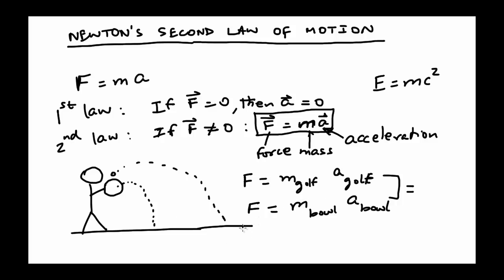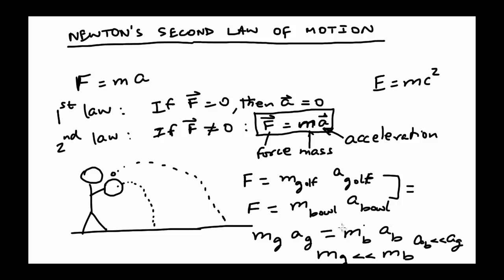And you can see that m of the golf ball times a of the golf ball equals m of the bowling ball times a of the bowling ball, and the golf ball has a much lesser mass than the bowling ball, so m_g is a lot smaller than m_b. For the products to be equal, you can see that the acceleration of the bowling ball must be a lot less than the acceleration of the golf ball. That's why the bowling ball doesn't go far, whereas the golf ball does.